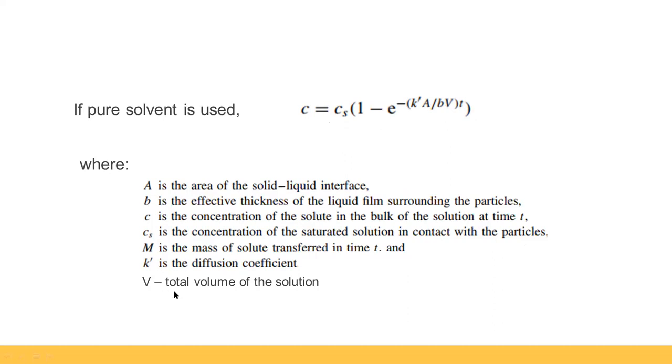Now, V is the total volume of the solution. And time, of course, is the time at which you are supposed to determine the concentration of the solute in the bulk solution. Okay, so this is for leaching processes in which a pure solvent is being used. So your solvent is not supposed to have any solute present in it. And this can only be found in Colson.